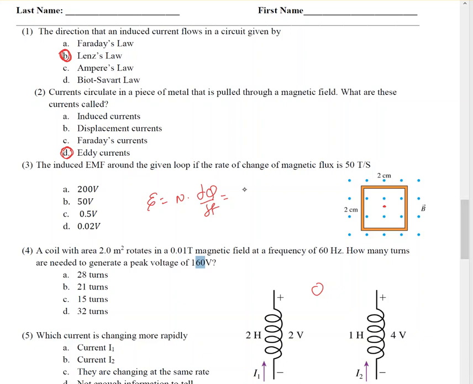So phi, I can write it as BA, so dB by dt times area. Area is constant, but the magnetic field is changing at 50 Tesla per second. We know that the area is 4 centimeter square. So 4 times 10 to the power of minus 4 times 50, so 200 times 10 to the power of minus 4, which is 0.02 volt.